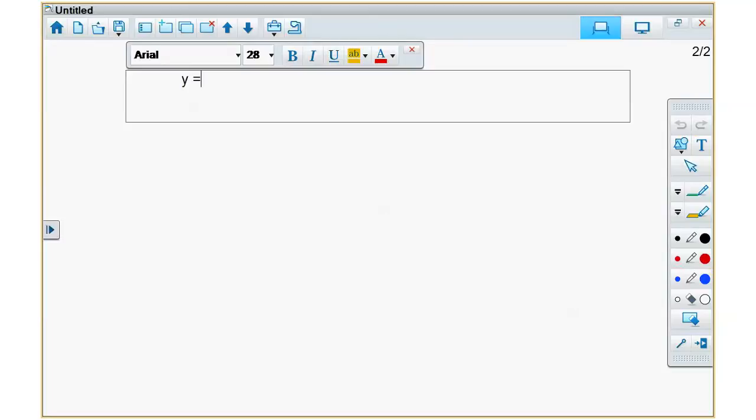Y is equal to, all right, here we go, 3/2 x plus 6. And y is equal to negative 5/2 x minus 1.